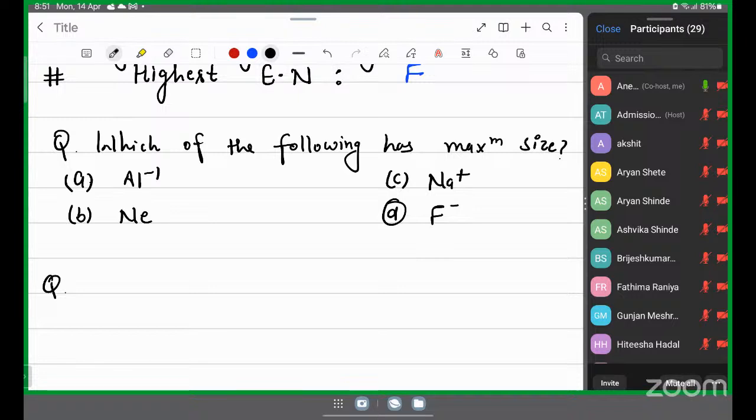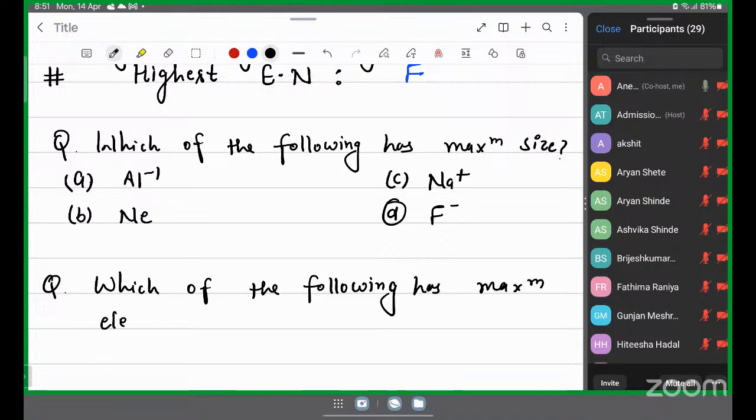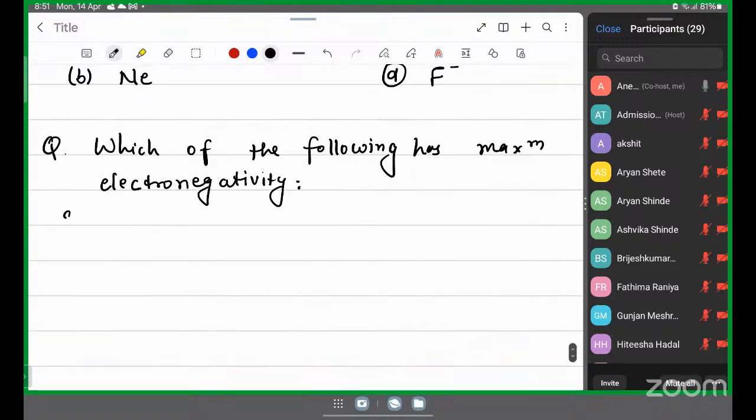Yes. Next question is, which of the following has maximum electronegativity? Options are Cl, Br, F, carbon.